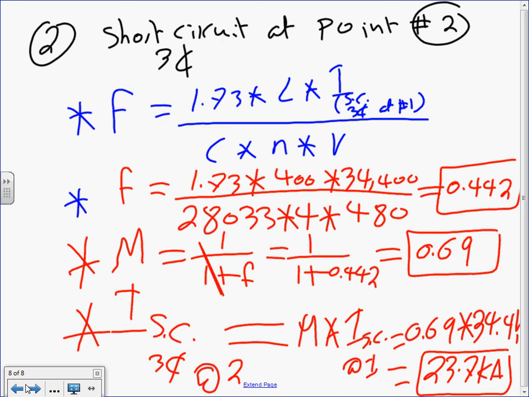Cool? All right. Can I go? Move? Yes? Okay, good. Let's go to point 3.